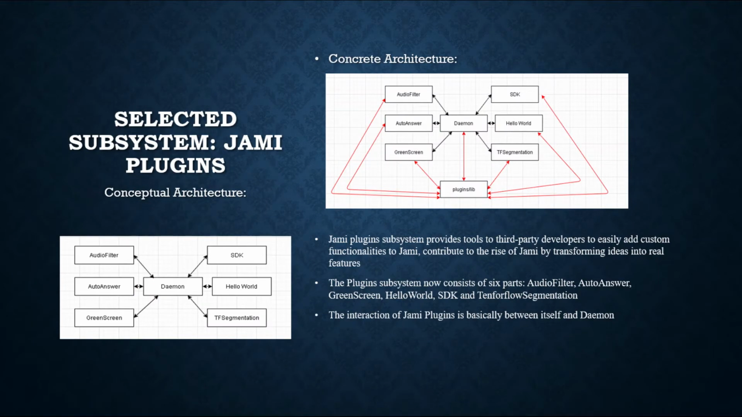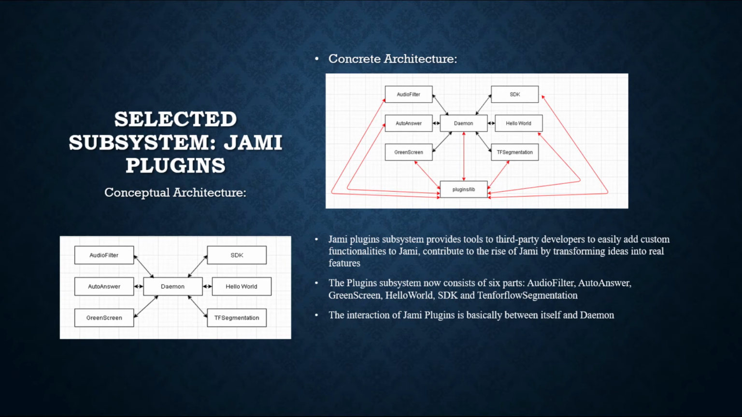The plugin subsystem now consists of 6 parts: audio filter, auto answer, green screen, hello world, SDK, and TensorFlow segmentation. Each of them is an independent part and is responsible for one or more features in video or voice chatting in daemon. As the second diagram shows, all the red lines represent the unexpected dependencies. Plugin is an entity that only interacts with daemon. There are 42 dependencies in a single direction from plugins to daemon.